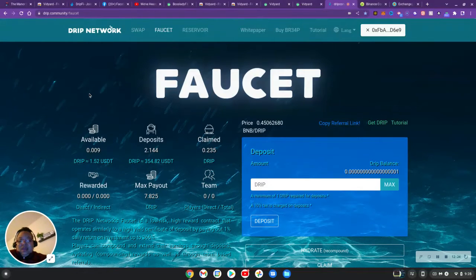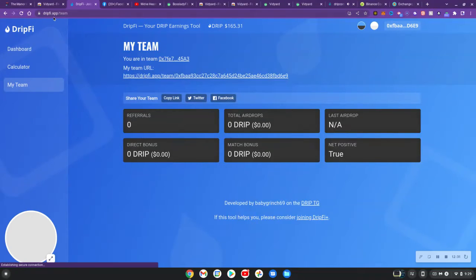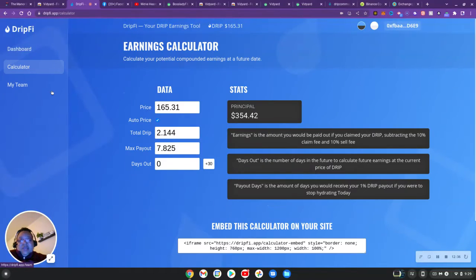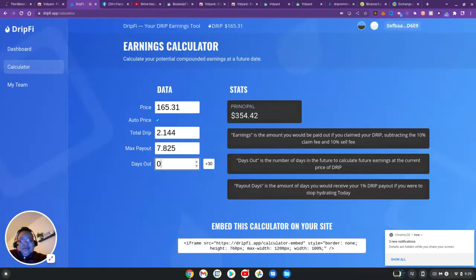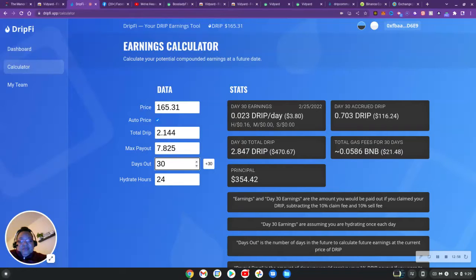Okay, all right, so then they have a calculator too. On dripbuy.app, it's a calculator that connects to your wallet and pulls up your stuff. You don't even really have to type anything. You can put the days out. The days out is the number of days in the future to calculate future earnings at the current price. It keeps going up and down, so it's really not going to stay. So let's say we put 30 days out.